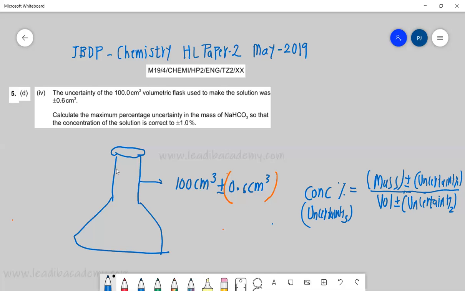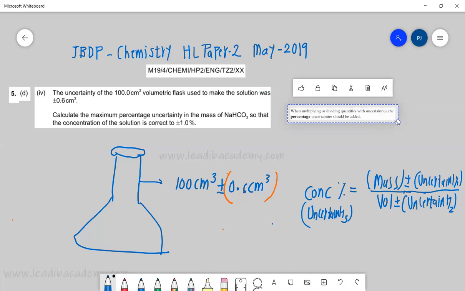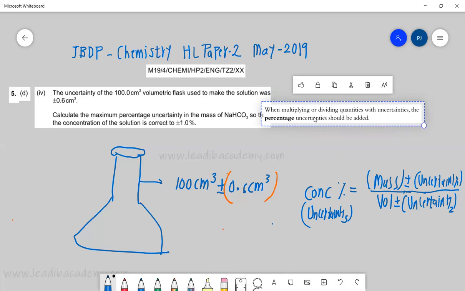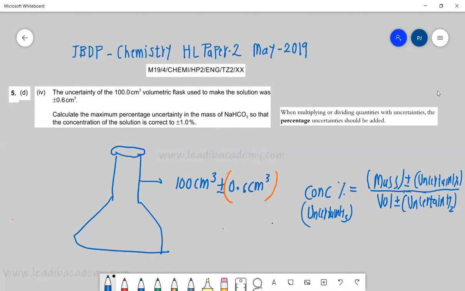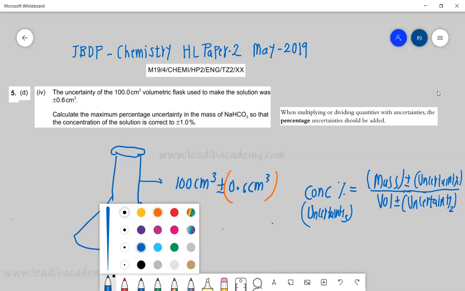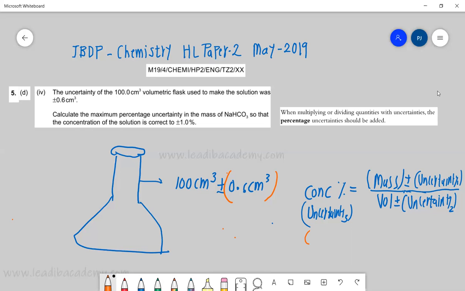So what logic are we applying? This logic is very, very simple, and this concept should be clear. When multiplying or dividing quantities with uncertainties, the percentage uncertainty should be added. It simply means that we have been given that the concentration should be maximum 1%, plus or minus obviously.